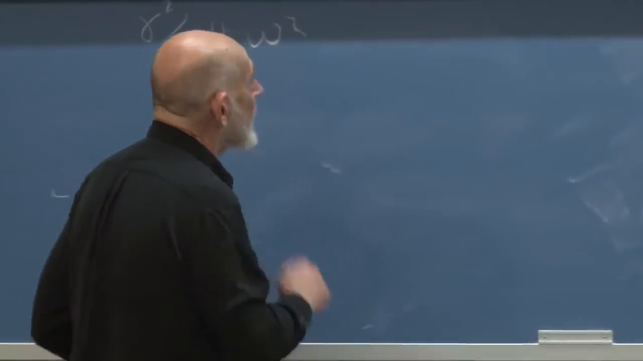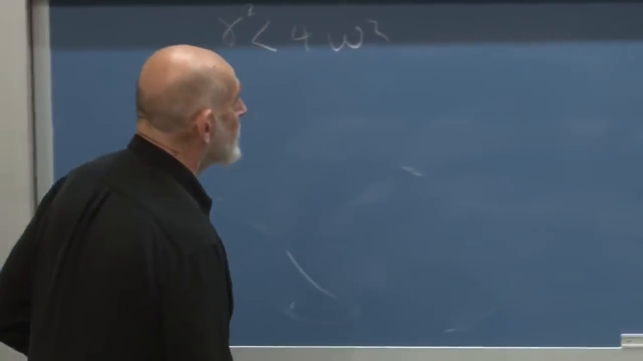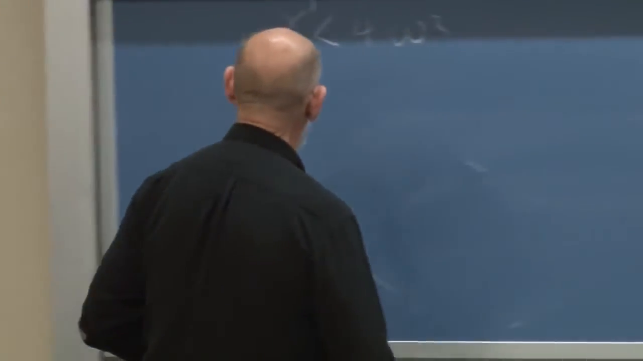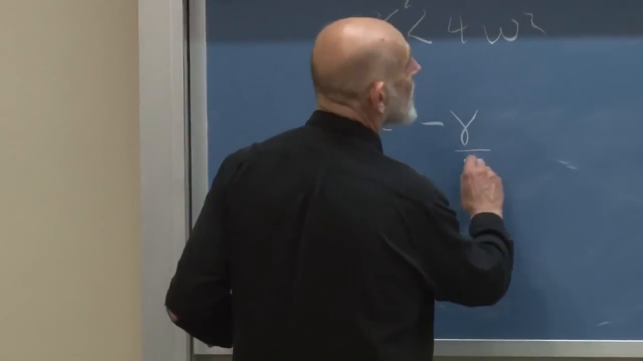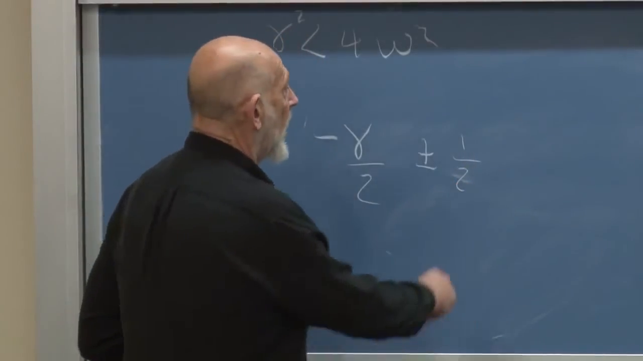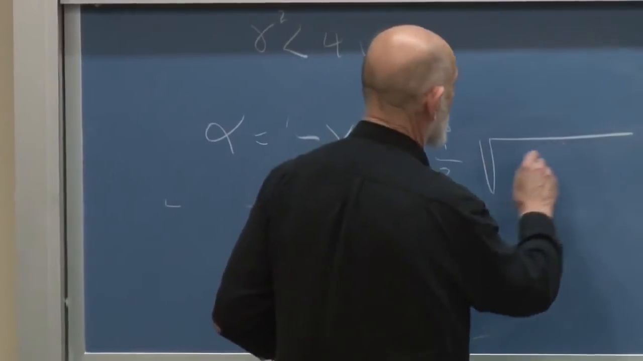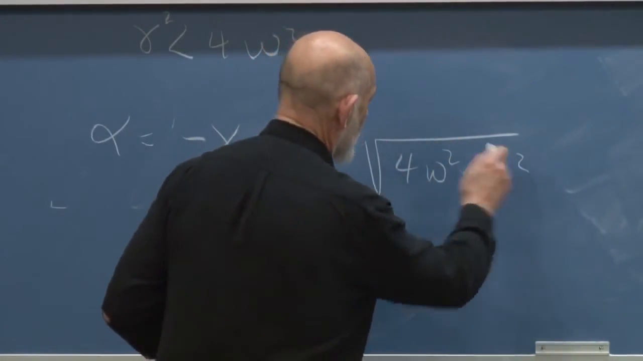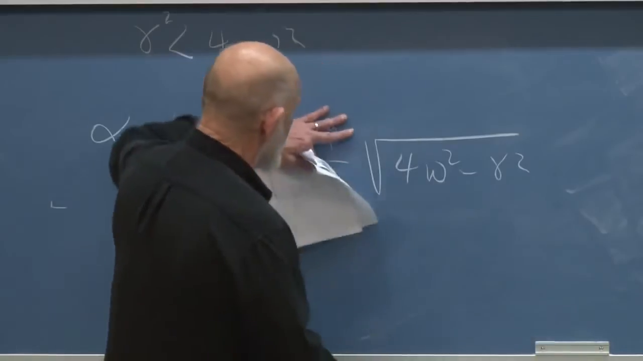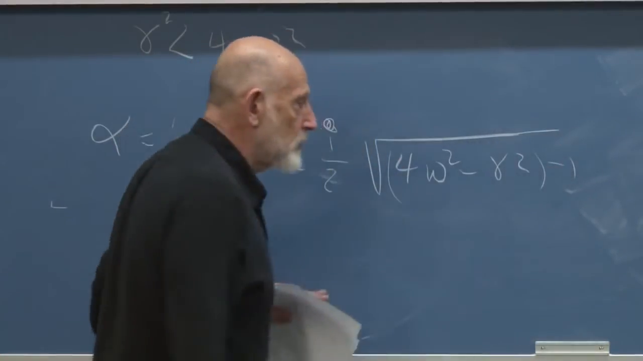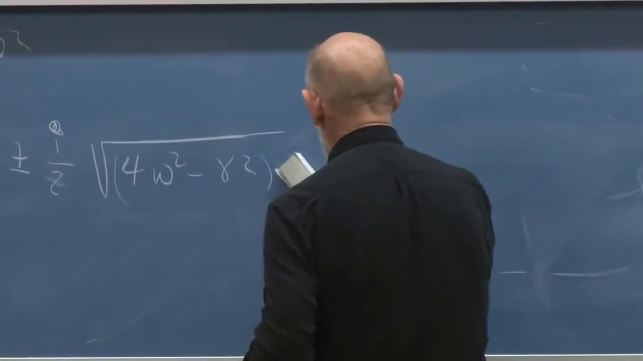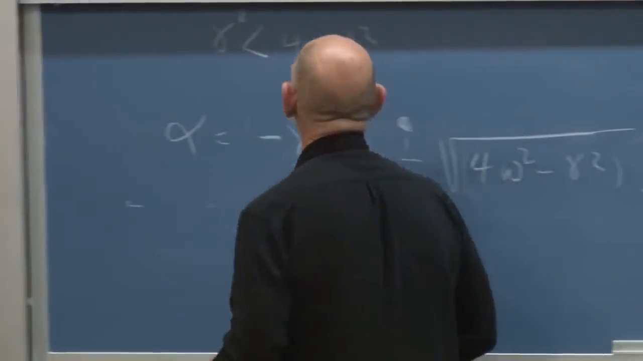Okay, so let's see, so what do we get? In that case, we write that alpha, since what's inside the square root is negative, we can write it in a different way. We can write it as minus gamma over 2 plus or minus 1/2, and let's write it now as i times the square root of 4 omega squared minus gamma squared. Instead of writing gamma squared minus 4 omega squared, I've written 4 omega squared minus gamma squared, but then we would have to put a minus 1 inside the square root, and a minus 1 inside the square root means an i outside the square root. Okay, so there we are. There's our alpha.